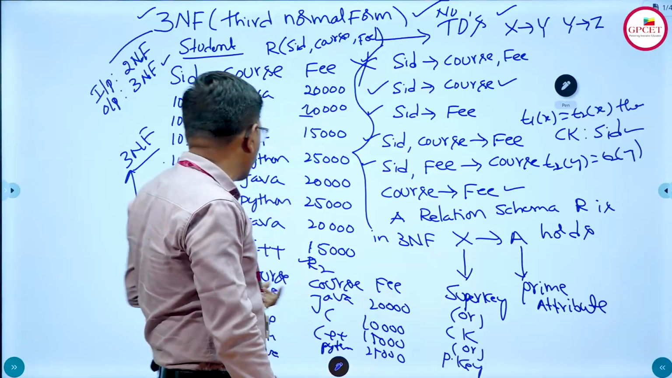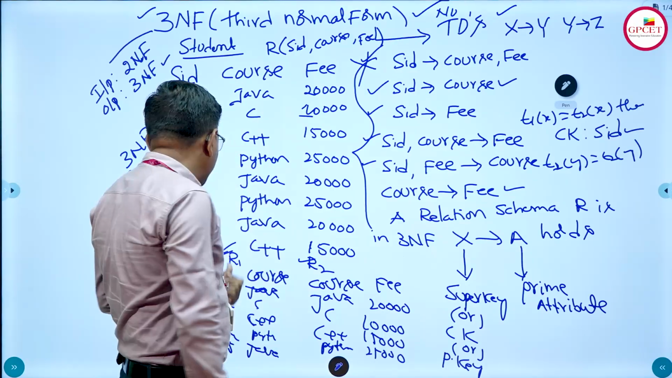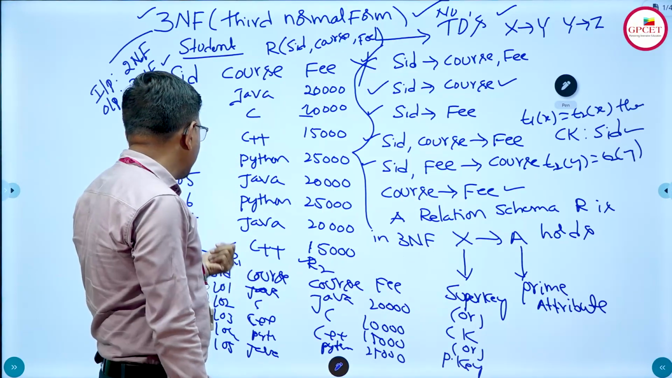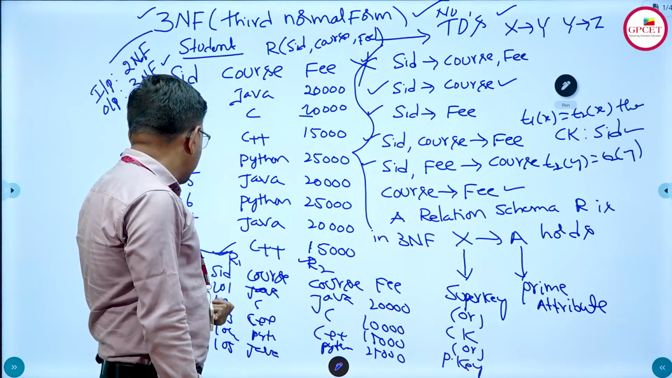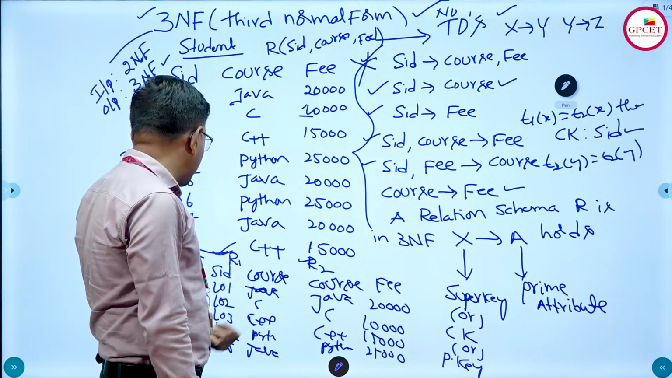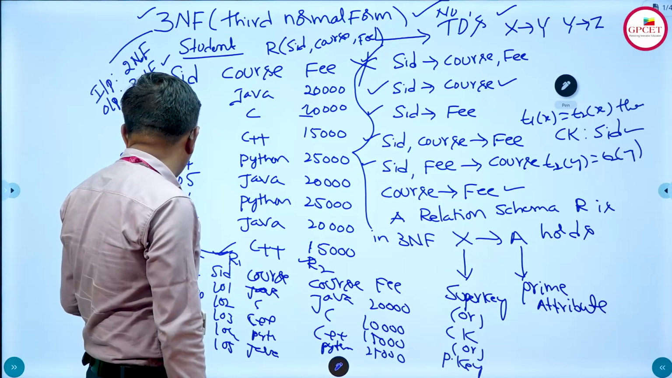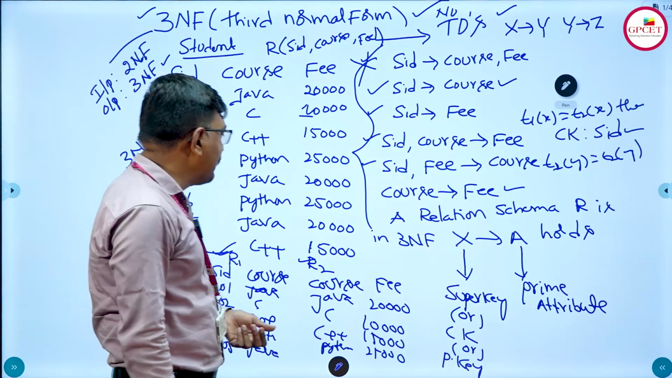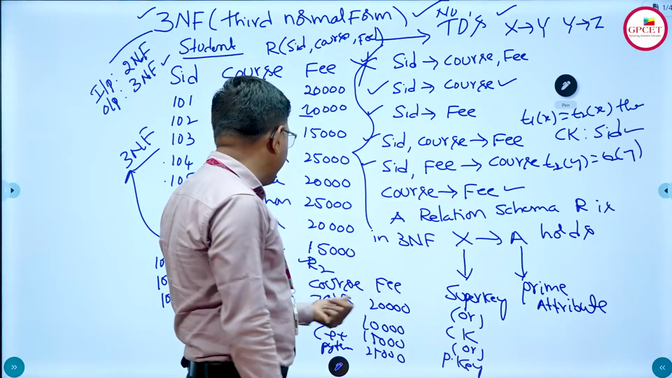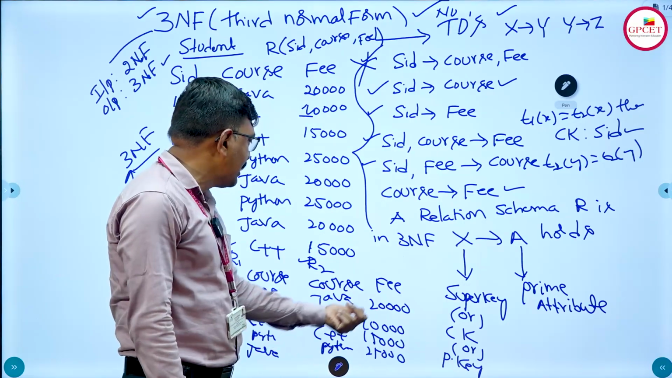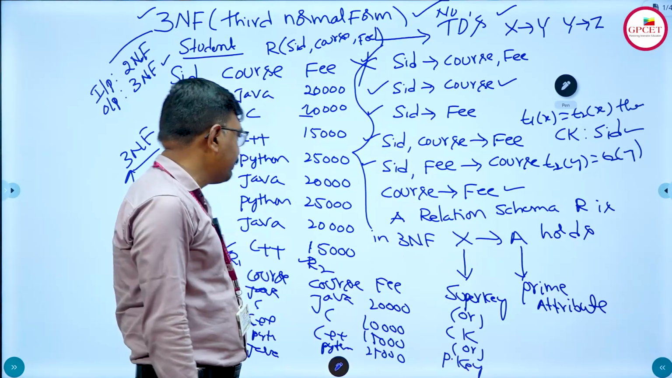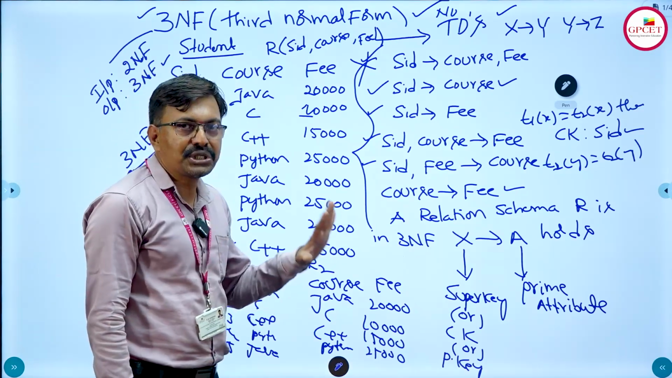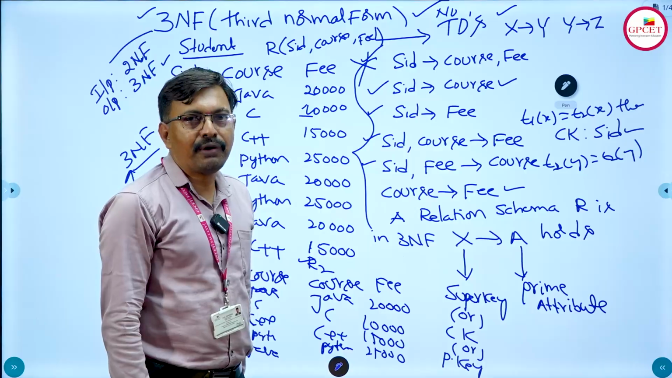That's why we can decompose into two smaller relations. What is the first relation? SID, course. There is no redundancy: 101 Java, 102 C, 103 C++, 104 Python, 105 Java, 106 Python, 107 Java, 108 C++. Whereas the second is course and fee: Java, C, C++, Python, and then 2000, 10,000, 15,000, 2500. After decomposition, the given relations are in the third normal form.